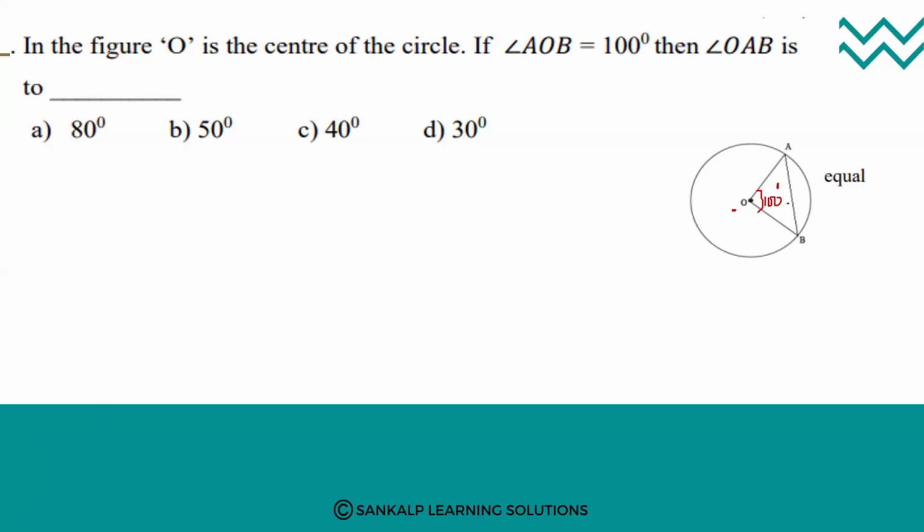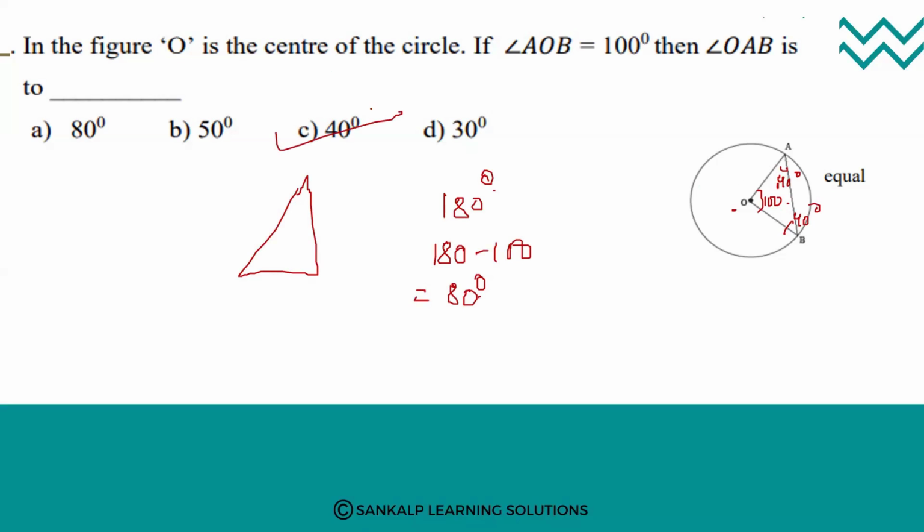So next question is, in the figure, O is the center of the circle. If angle AOB is 100 degrees, then OAB is equal to, see, in one triangle the sum of internal angles is 180, right? So one angle is 100 means 180 minus 100, that is equal to 80. If one angle is 100 degrees, the other two angles total 80, so they are 40 degrees and 40 degrees. Yes or no? 40 degrees and 40 degrees. That means option C is right here.